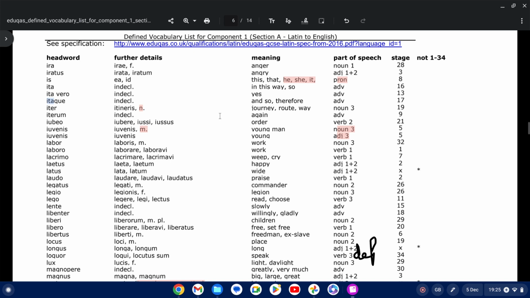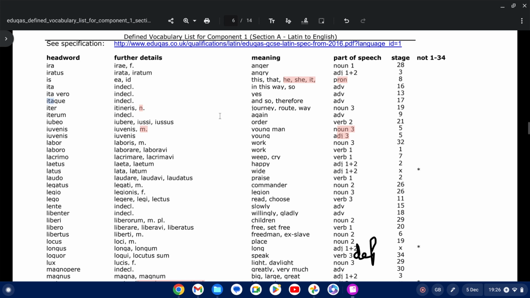Next, labor means work, and the related verb laboro, laborare, laboravi means work. What a surprise! English word labour. So easy. Next, lacrimo, lacrimare, lacrimavi means weep or cry. The noun lacrima is a tear. You might occasionally see that. I think we've seen it before. There are lots of Romance descendants which are related to this, but nothing in English, I don't think.